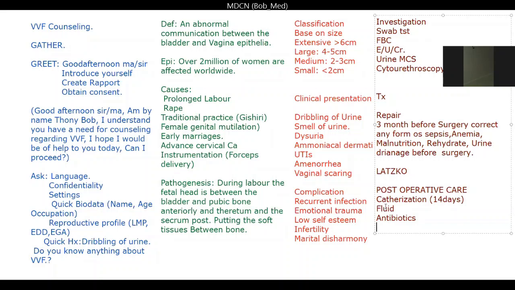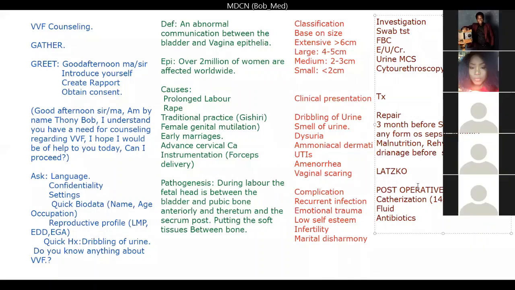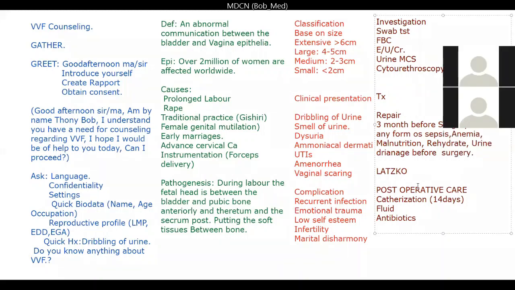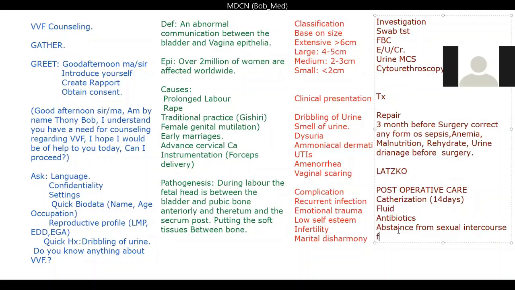Apart from that, also very important, you have to warn this patient to abstain from sexual intercourse for 3 months. Please take note, doctors. Abstain from sexual intercourse or any form of sexual contact for 3 months. Do you understand, doctor? Yes, and you also avoid childbearing for at least 1 to 2 years. Yes, you're absolutely correct. Avoid childbearing for 1 to 2 years. Doctors, please take note.